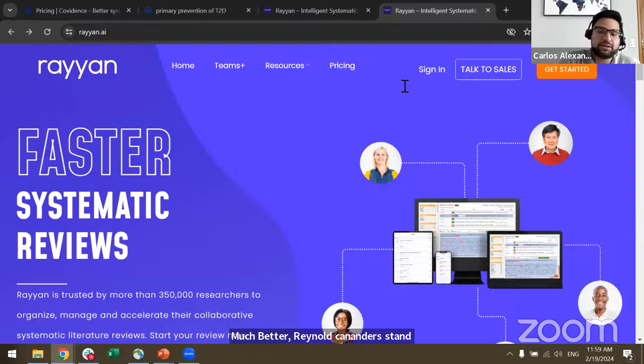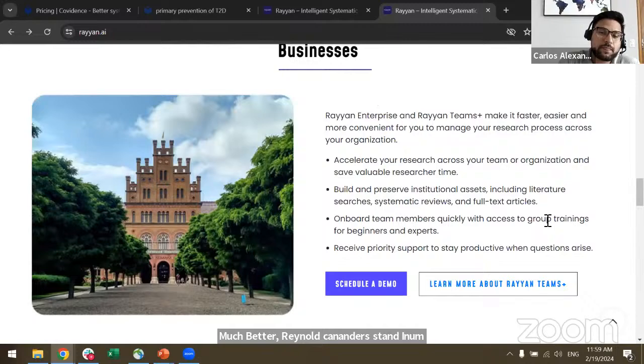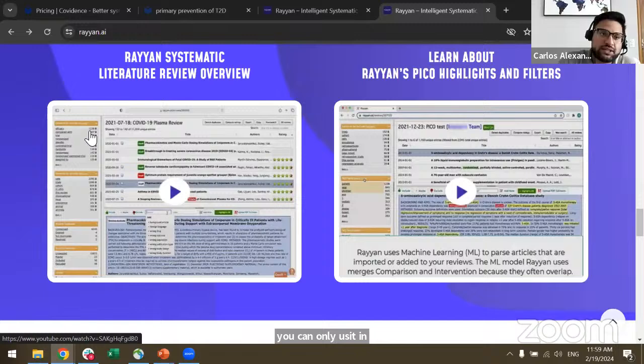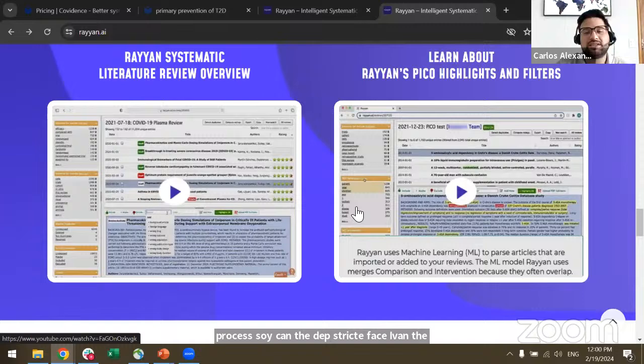But the really big problem about Rayyan is that you can only use it in the screening part. So for example, in these screenshots, you can set all the keywords here on the left side. And here in the middle, you can set the exclusion and inclusion criteria. You can see the abstract, and then you can select the paper. After the whole process, you can blind off and check if you have conflicts with your partners. But the only problem is that Rayyan is focused on the screening process. So you can do the abstract phase, even the full text phase, but the data extraction and the quality assessment are kind of hard to perform here.